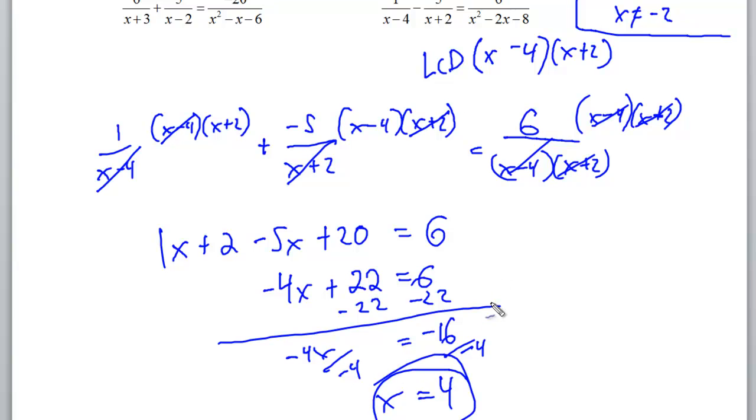Alright, we got our x equal to 4. Oh no, that was one of my danger numbers up there. No solution, folks. When you find that your answer matches one of your danger numbers, then you have no solution.